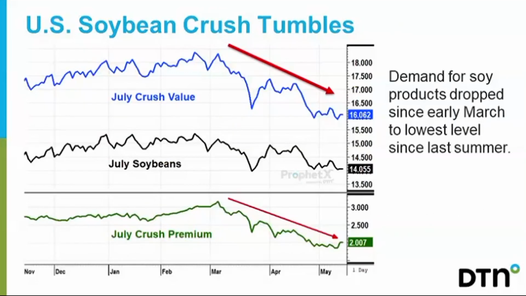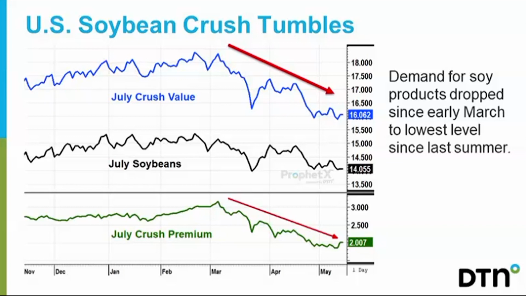On the crush side, we've seen the crush return reduced dramatically since early March. And if you notice, the blue line is the crush value, the value that you get from soybean meal and bean oil from crushing the soybean. That blue line has fallen quite sharply from almost $19, or $18.40 a bushel or so, now down to $16. So it's had over a $2 drop.